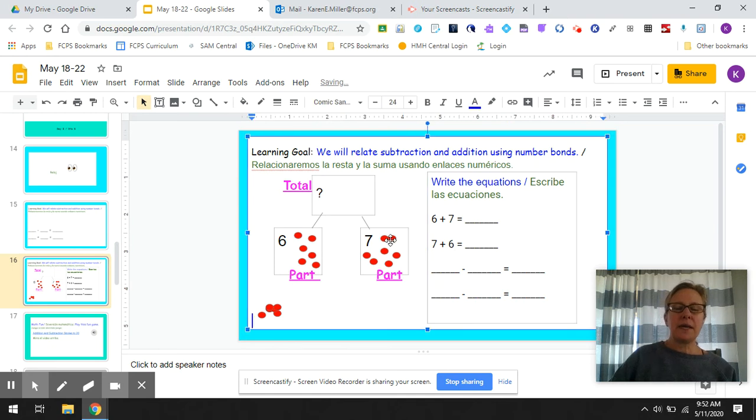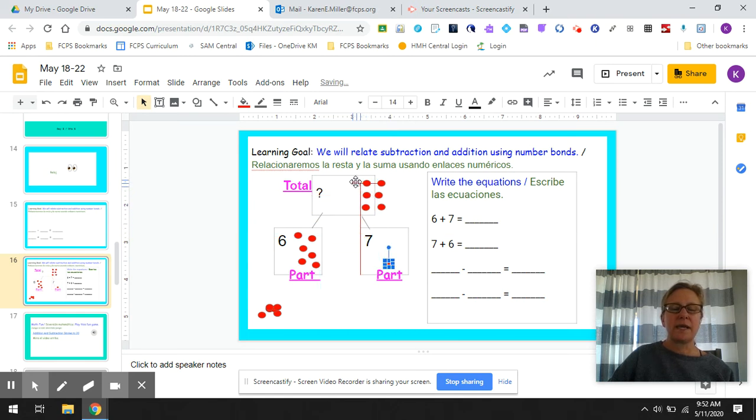I will take my counters and push them up to the total to help me find my answer. So I have 7 on this side. I'm keeping them separate because later when I count them, you're going to see a little trick. I have 6 on this side to push up. Now I don't need to count every single counter because I've done a little trick.